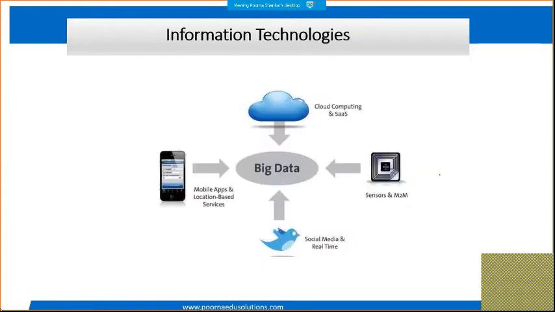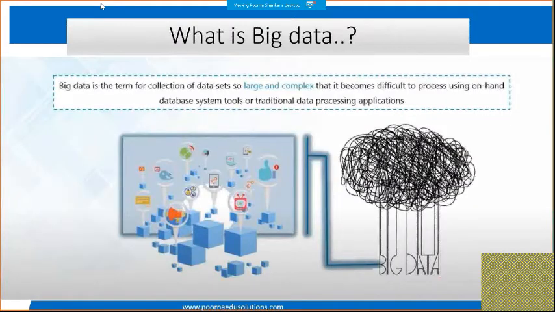Sensors are the major contributors of big data. As we have seen, cloud computing, sensors, mobile-to-mobile communication, social media, and GPS or other location-based services are all contributing to big data. So, we can say it is data which is very large, very complex, and very difficult to process with on-hand database systems. On-hand means the traditional database system, the structured database system, or the relational database systems.